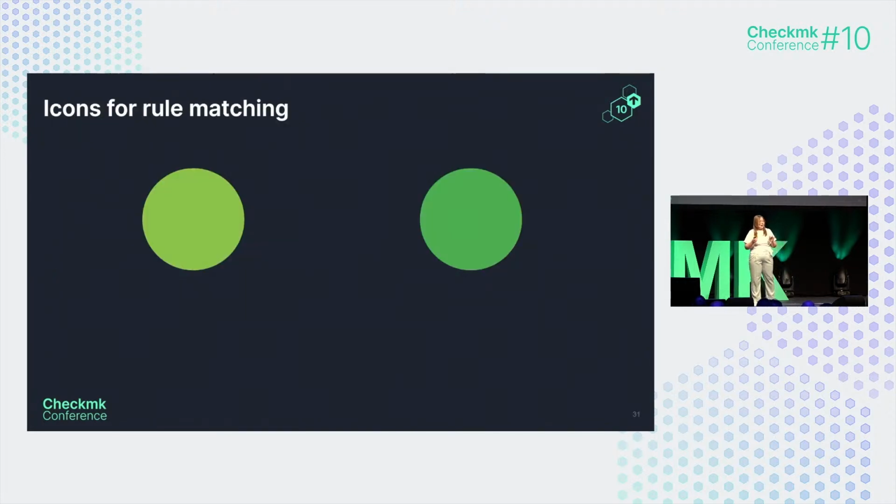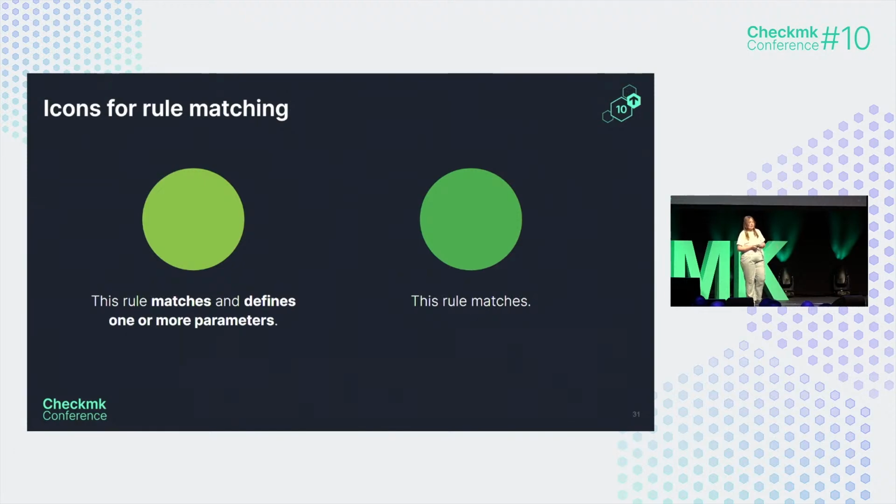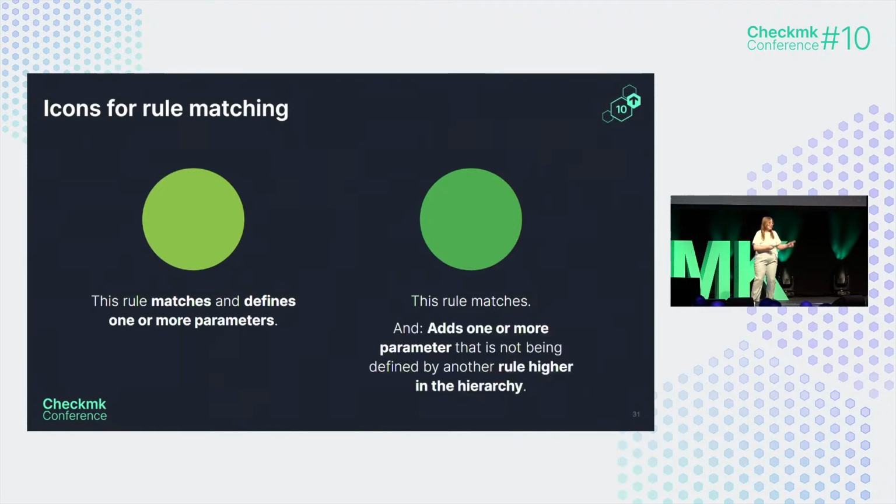Let's talk about icons for a little bit. Specifically about the icons for rule matching. I hope you all have good eyes, because we have here two quite similar green circles. The first one indicates that the rule matches and defines one or more parameters, while the second one also indicates that this rule matches and adds one or more parameters that is not being defined by another rule higher in the hierarchy. So this one is a little bit low in the hierarchy and adds something.